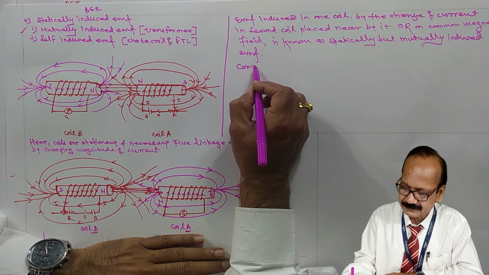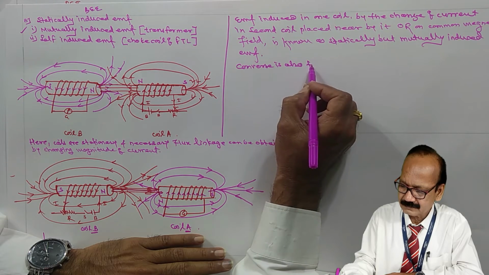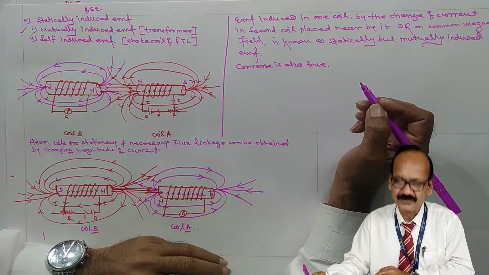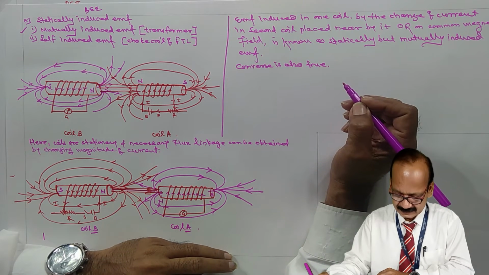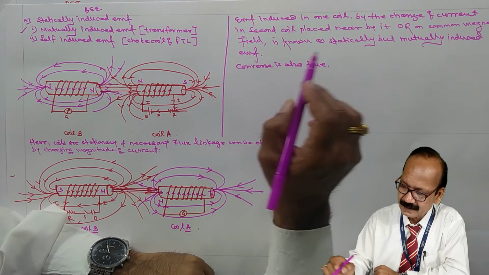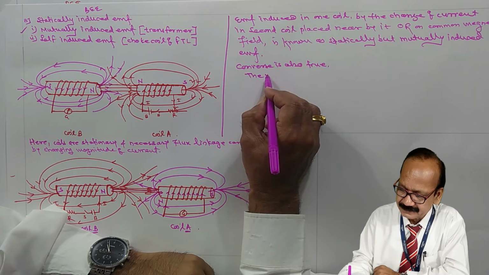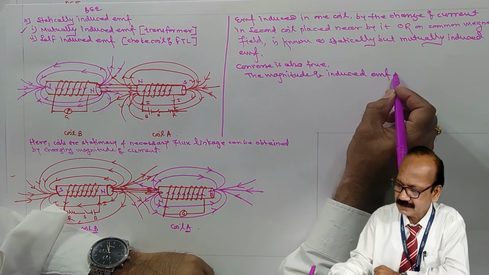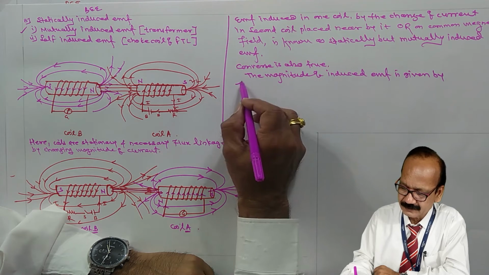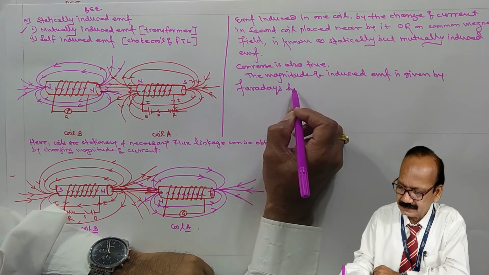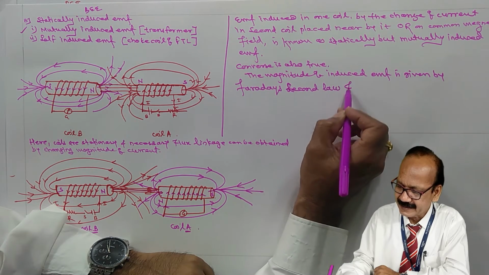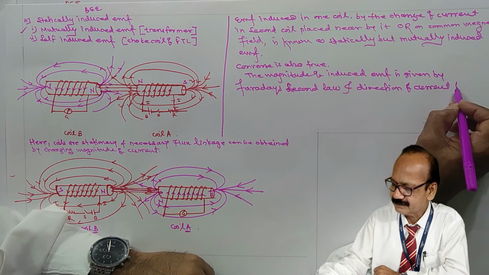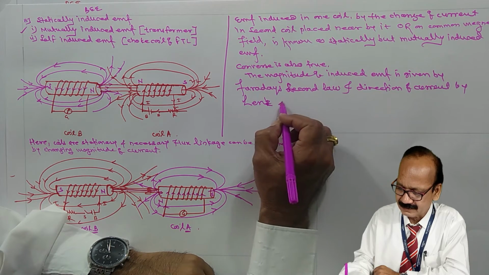Its converse is also true. That is, connect the battery, switch, and rheostat to coil B and sensitive galvanometer to coil A. EMF will get induced in coil A. The magnitude of induced EMF is given by Faraday's second law, and direction of current by Lenz's law.